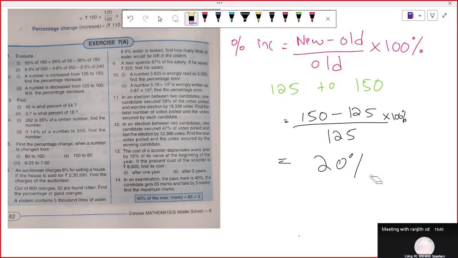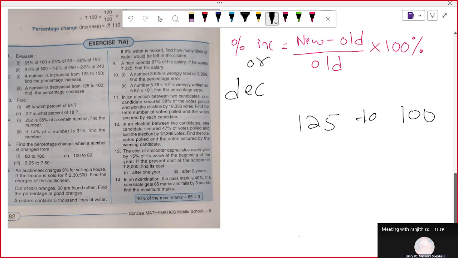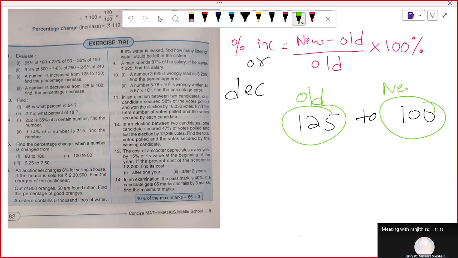Done with the first one. Shall I erase this 20%? For the second one, it's the same. Percentage increase or decrease, use the same formula. Okay, second question: a number is decreased from 125 to 100. What was the number we had starting? 125. So this will be our old value. And it is decreased to how much? 100. It's the new value.